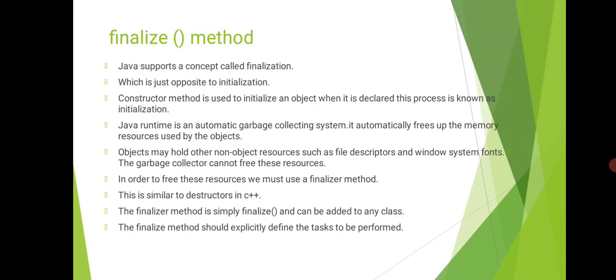Java supports a concept called finalization, which is just the opposite of initialization. Initialization, that is, constructor methods are used to initialize an object when it is declared. This process is known as initialization. So that is constructors, which you studied in the last session. These methods initialize objects, right? When objects are created, the constructor is invoked and it initializes the values for the instance variables.